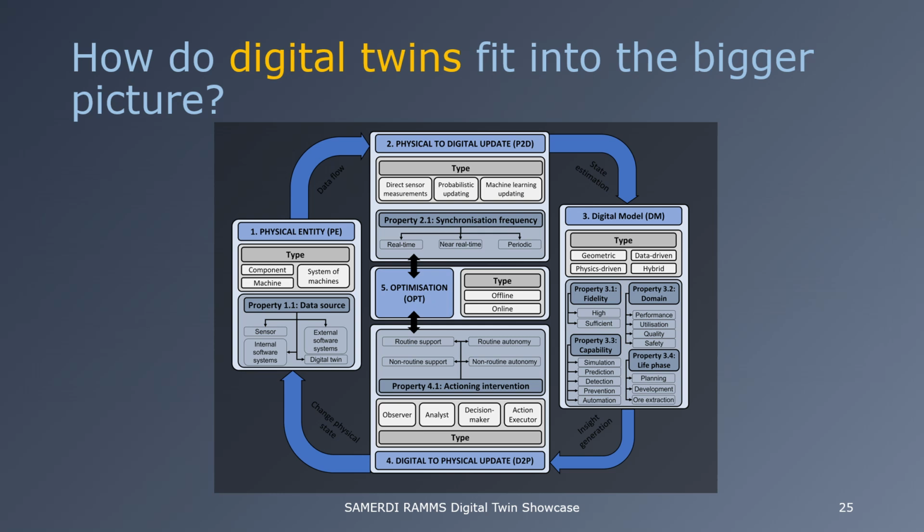All right. What you see in front of you is a framework we developed that defines digital twins with its various types and properties. I'll say a bit more about that in the next slide, but for now it's just important to realize the main dimensions. There's the physical entity, the digital model, the physical to digital updating process, and the digital to physical updating process. The rest is just a few technicalities.